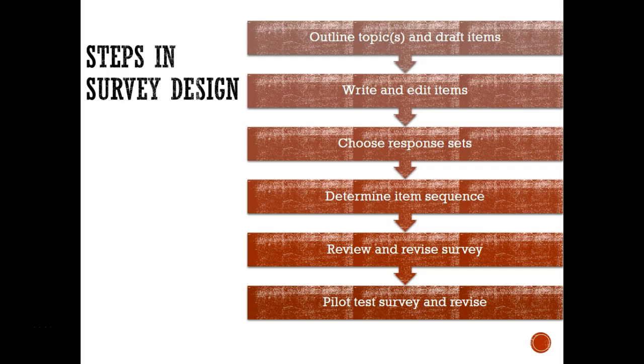It's really important to think about having a few different options for the kinds of response sets, depending on the kinds of information that you're trying to receive as a result of administering the survey. And then determine the item sequence. So this is really, what's the order that you're going to be asking these questions? Sometimes you might want to start with demographics. You might want to say, what is your gender identity? What is your race, ethnicity? What year are you in school, if this is for students, whatever it may be.